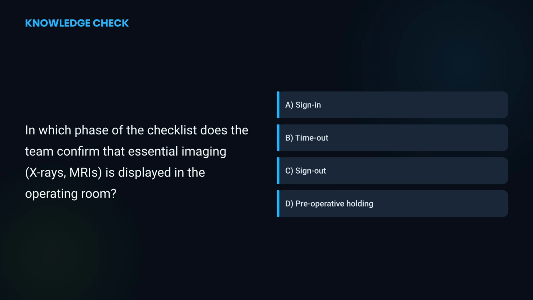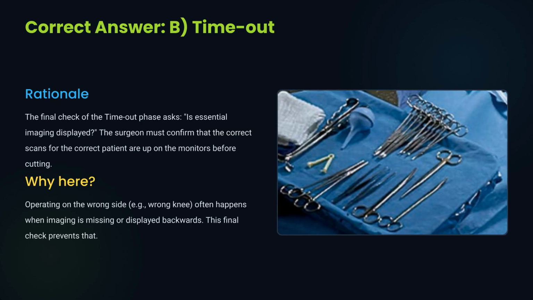In which phase of the checklist does the team confirm that essential imaging, such as X-rays or MRIs, is displayed in the operating room? The correct answer is B, timeout. Checking that the correct, essential imaging is displayed prevents critical errors like operating on the wrong side.